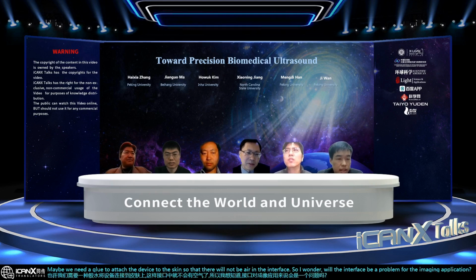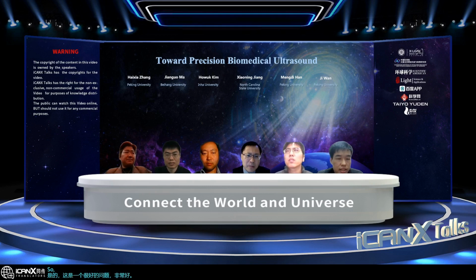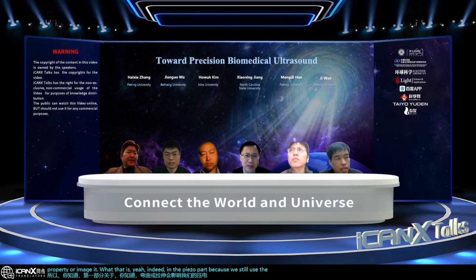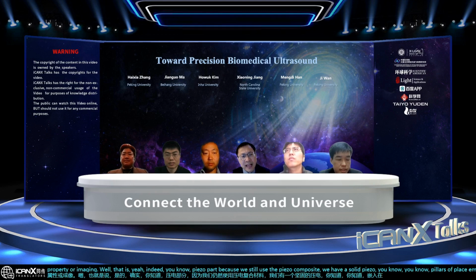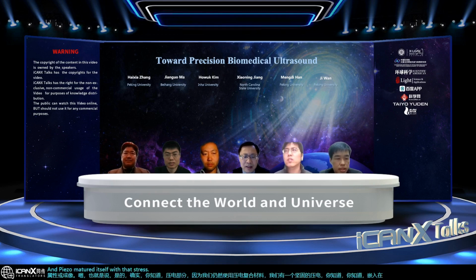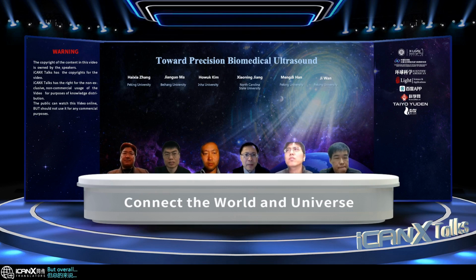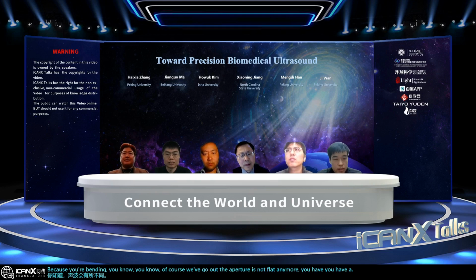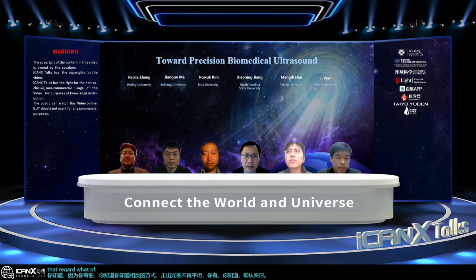This is a brilliant question, and very great. The first part is whether bending or stretching will affect our piezo property or imaging. We still use piezo composite, with solid piezo pillars embedded in a flexible matrix. The piezo material itself should not be affected by that stress, because the stress is very minor and the pillars are still solid. But overall, the acoustic wave will be different because you're bent. The aperture is not flat anymore. You have a deformed aperture, and that will affect your imaging.